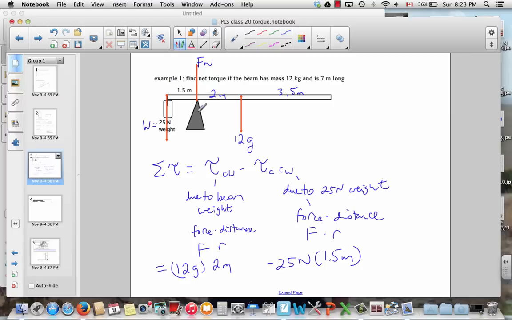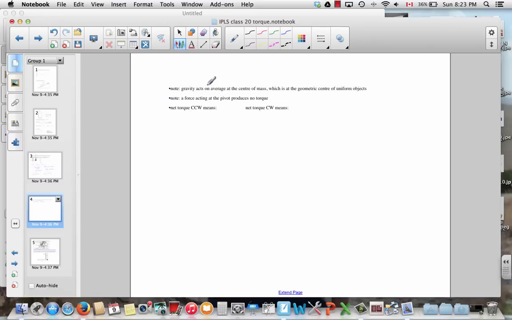Now, notice the normal force acts right at the pivot. Therefore, there's no distance from the pivot. Therefore, the normal force does not create any rotation. So a force acting at the pivot point produces no torque. We could just note that down at the bottom of the notes page. Force acting at the pivot produces no torque because the distance is 0.